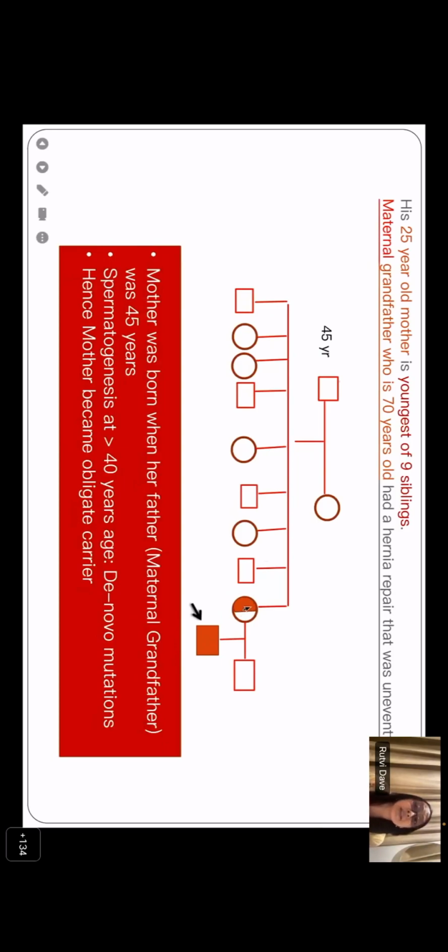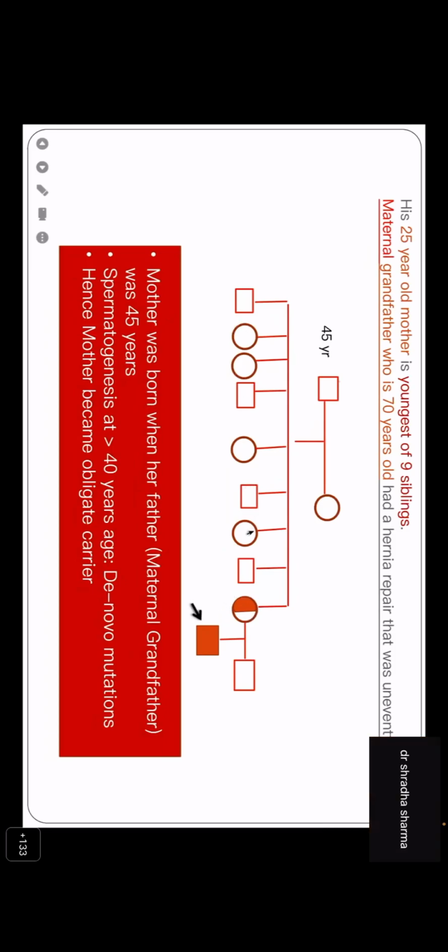This means that the mother was born to her father when her father was 45 years old, because currently the mother is 25 years old and the maternal grandfather is 70 years old. This means she was born when her father was 45 years old. And it is known that spermatogenesis at an advanced age can cause de novo mutations. So this clearly explains why there was possibly a de novo mutation at the time of spermatogenesis. So the mother becomes an obligate carrier.